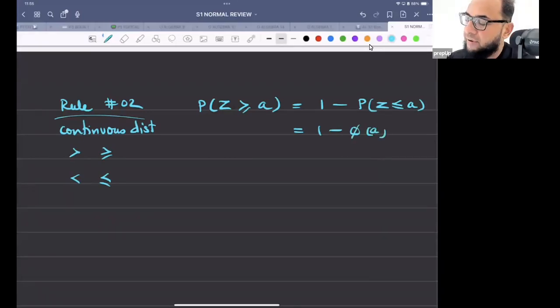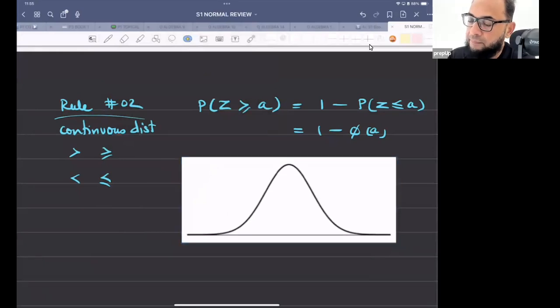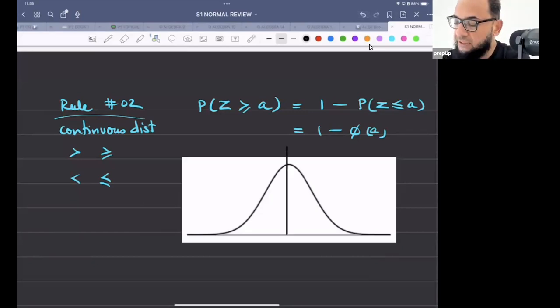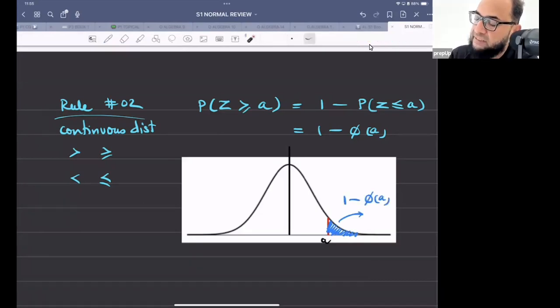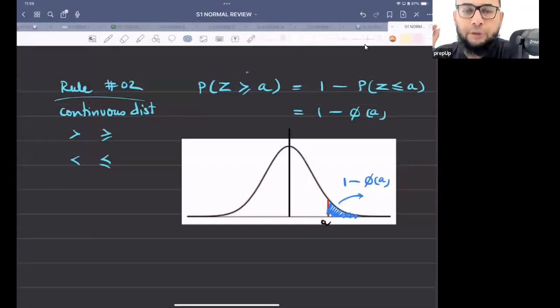So now again, if I use this graph over here, let me draw a vertical line in the middle like this. Let me just shift this vertical line a little bit like this. And let me draw the same A over here, and this is A. And now we are interested in this area under graph. So this is 1 minus phi of A. So basically we read the table for this and then we subtract it from 1. So these are the two basic rules. So now rule number 2 is done.